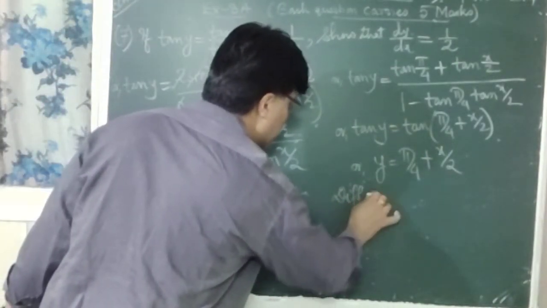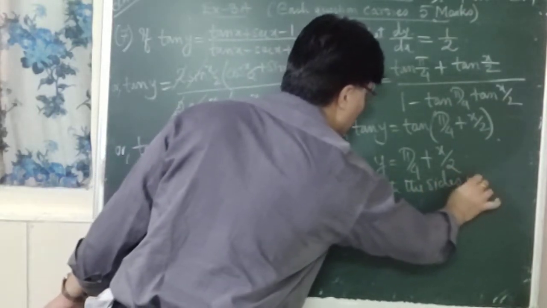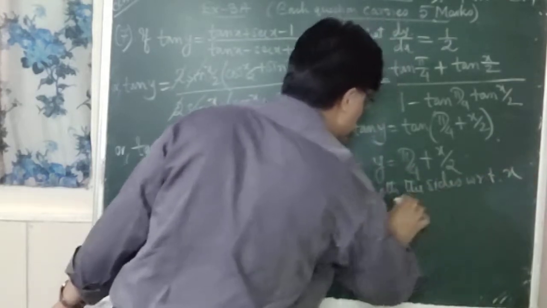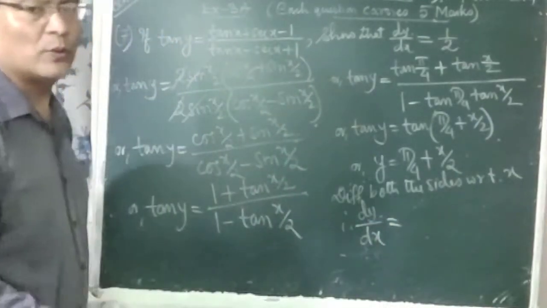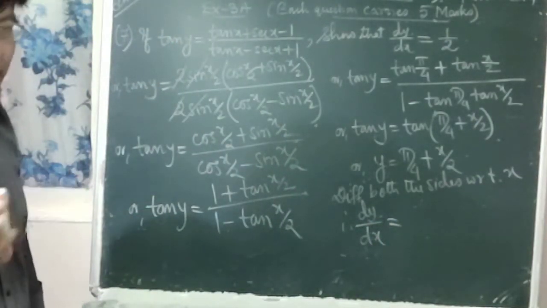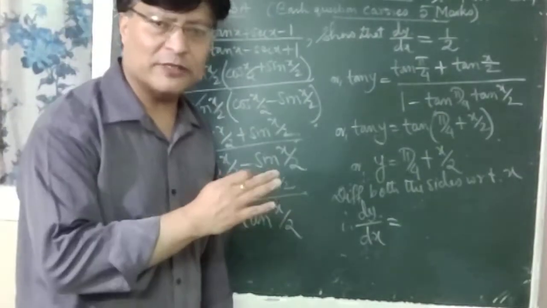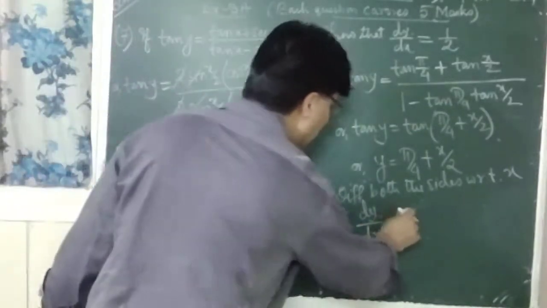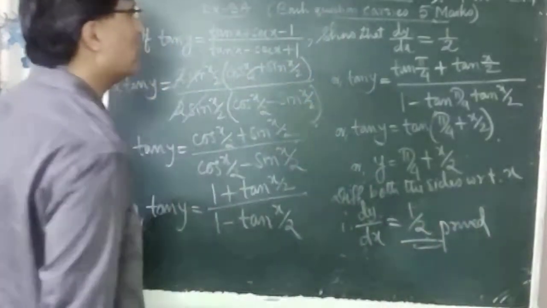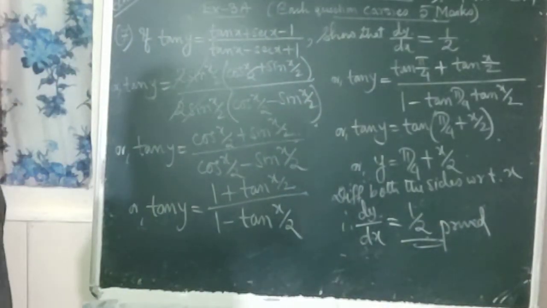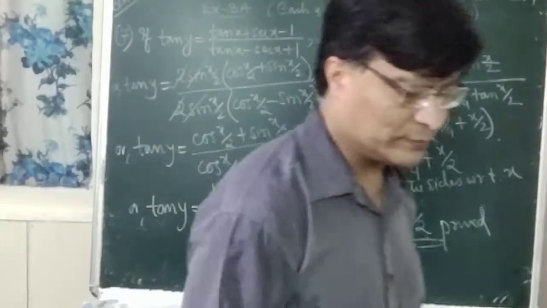So, differentiating both the sides with respect to x. Therefore, dy by dx is equal to, what is the derivative of pi by 4? It is 0, you don't have to write it. And what is the derivative of x by 2? Half is constant, take it outside. Half into derivative of x, which is always 1, so you will get only half. Is that clear? So it is proved. So dy by dx is equal to half. So this is a very, very important question. Okay, so you can copy it. We'll do the next question now.